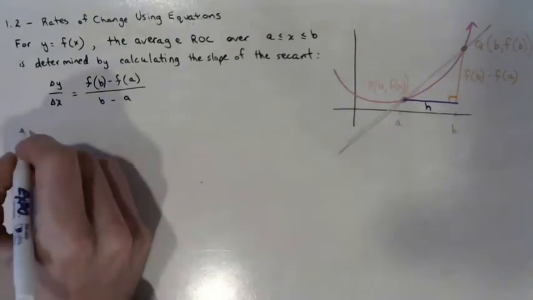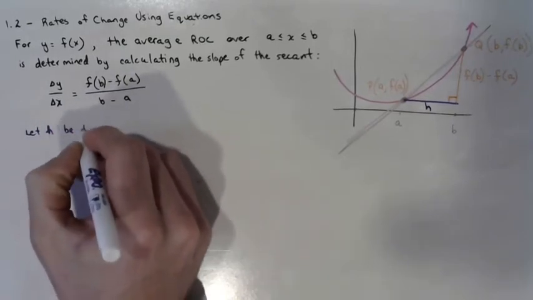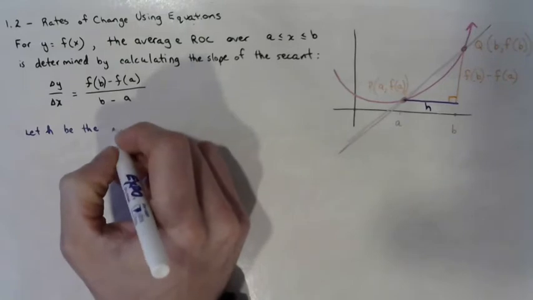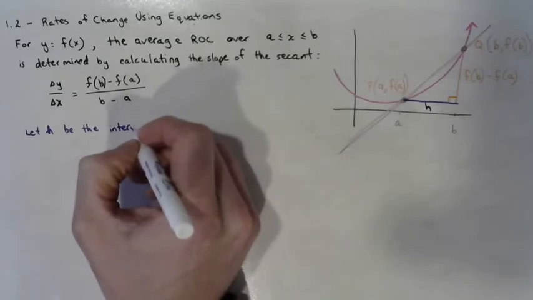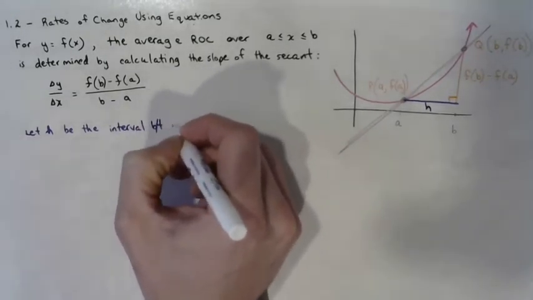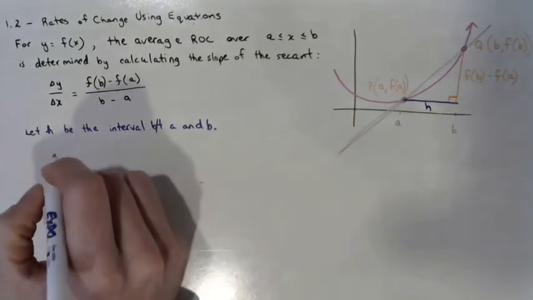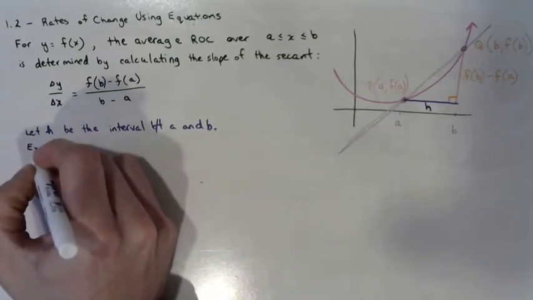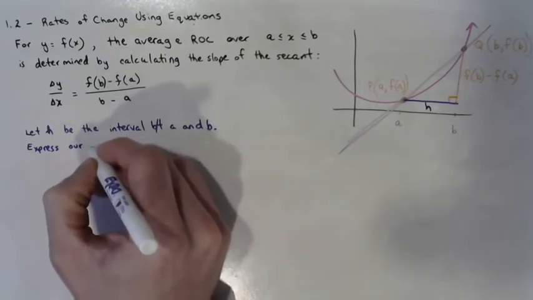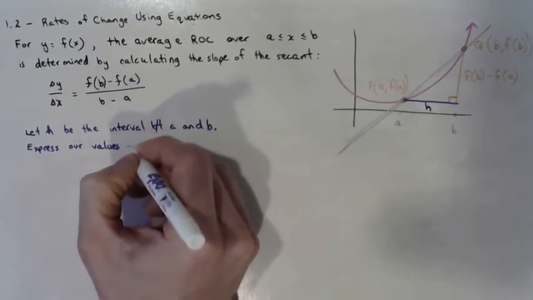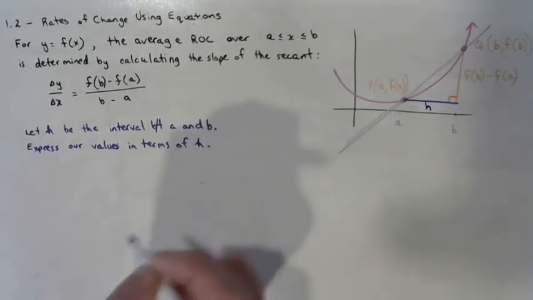Okay, so here's what we're going to do. We're going to make a little note. Let H be the interval between A and B. And then we're going to express our values in terms of H. Well, what does that mean?